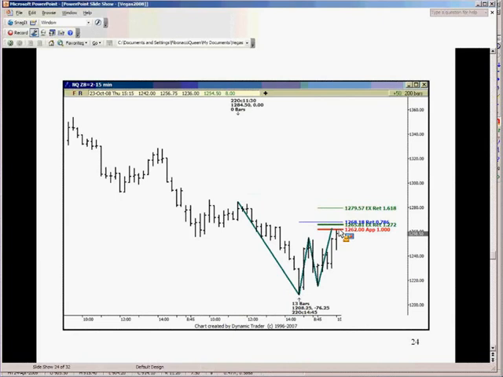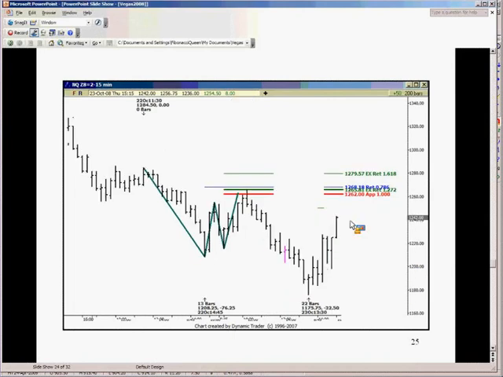If this is going to play out as a two-step pattern, then the resistance should hold and the market should roll over. If this is the beginning of a new uptrend instead, you should blow through this resistance. So here's the 1262-68 area.